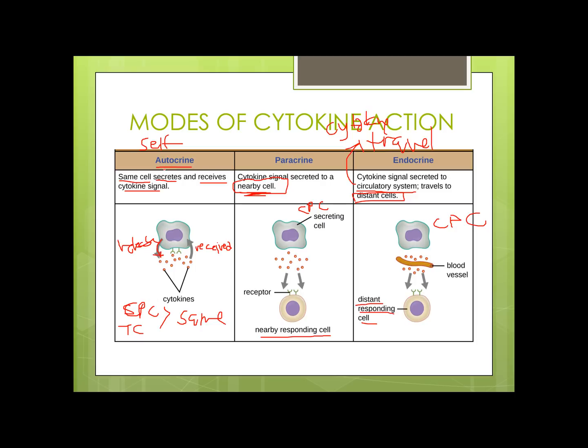So just a recap: autocrine, self cells. The cytokine producing cell and target cell are the same. Paracrine, the target cell is nearby. Endocrine, the target cell is distant.